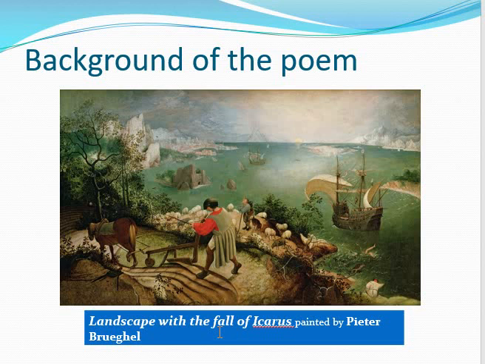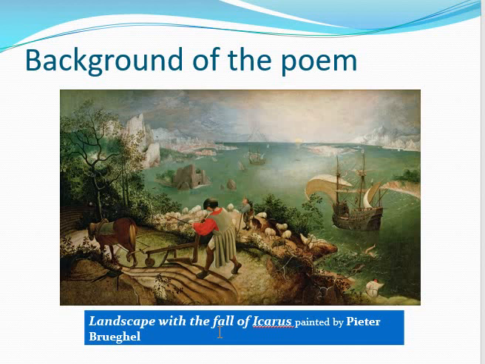Icarus got a little too excited about the ability to fly. Even though his father told him not to, he flew too close to the sun. He flew so high and so close to the sun that the wax in the wings melted and caused Icarus to fall into the ocean. So this was the brief story of that myth.